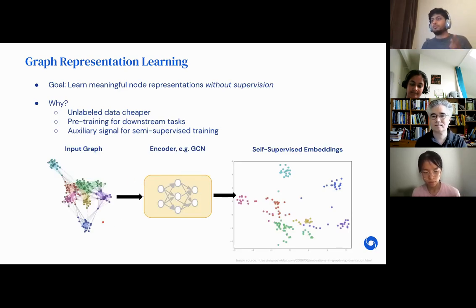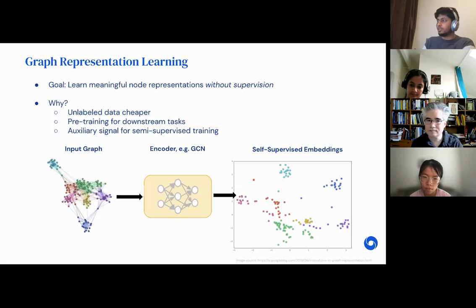So basically, what would a good representation look like? Let's say we're given an input graph like this, where let's say the different colors are different classes of nodes. We want to process this using an encoder, let's say a GCN, to get this low dimensional representation of the nodes, where you can see that the nodes are approximately clustered by class. And this is probably useful for a lot of downstream tasks. And of course, we want to compute this low dimensional representation without actually taking advantage of or having knowledge of what these colors actually are.